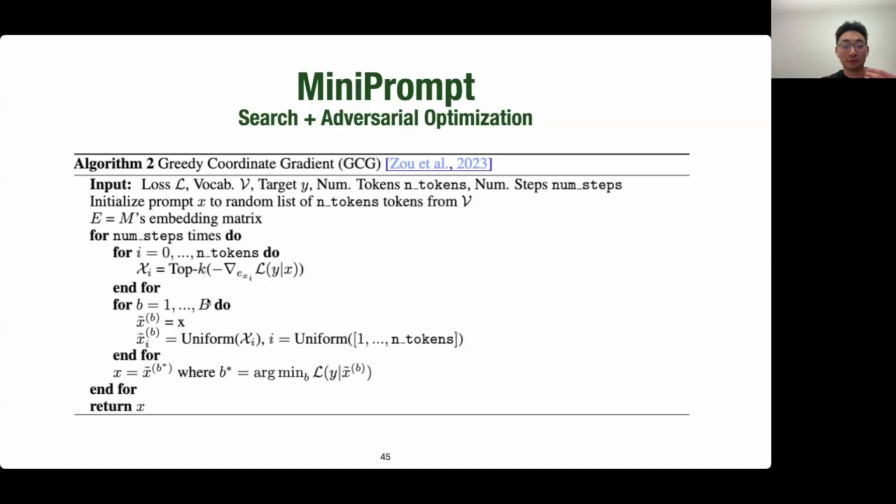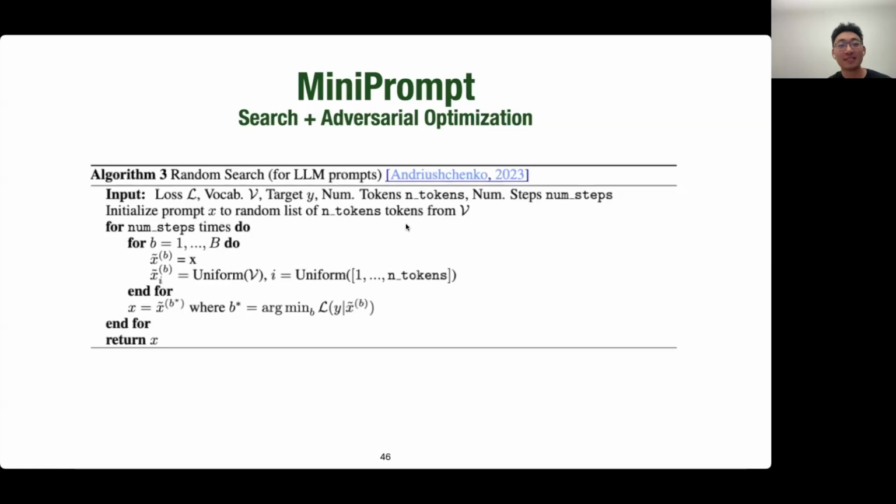So after I do capital B number of candidates, I pick the one that minimizes my target Y, conditioned on that candidate. Now I start my second round of the search. But really, it doesn't matter. You can use whatever discrete search algorithm you want. It turns out if you just do random search, it's also going to work pretty well.